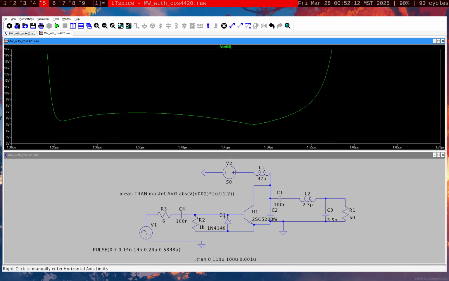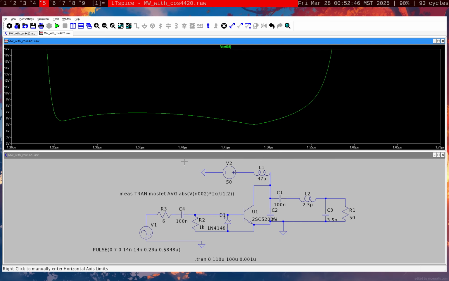So this is a very basic RF circuit. We have our choke, output decoupling capacitor, our stabilization capacitor, and our output network here, going to a 50 ohm load. We're driving this with a MOSFET driver, Cosine 4420, running off of an 8 or 7 volt power supply. And this is a 2SC520N, a bipolar junction transistor from Toshiba.